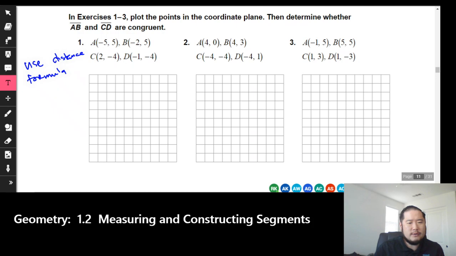And hopefully you guys remember what the distance formula is. I'll give you a few seconds to think about it. And if you have it memorized, that's awesome.